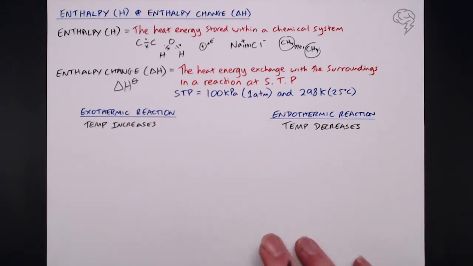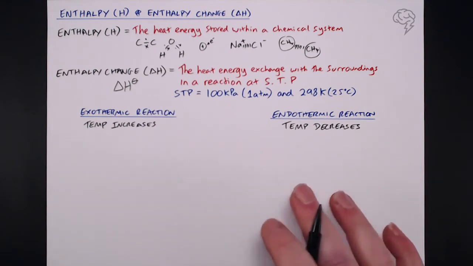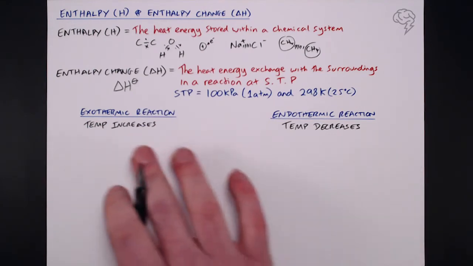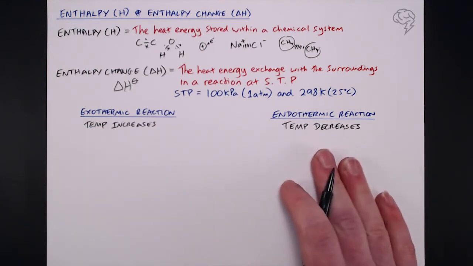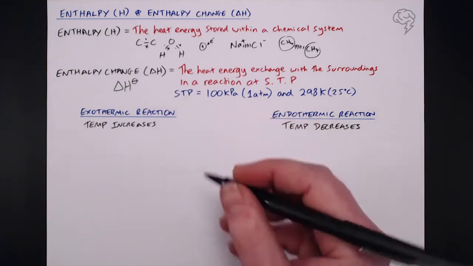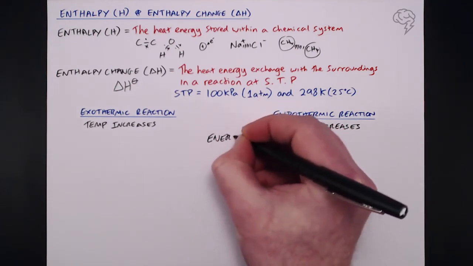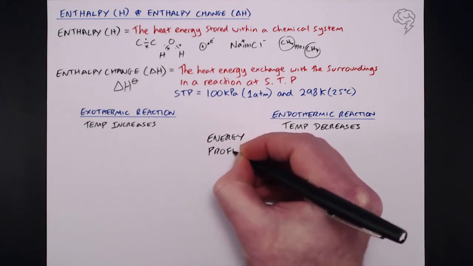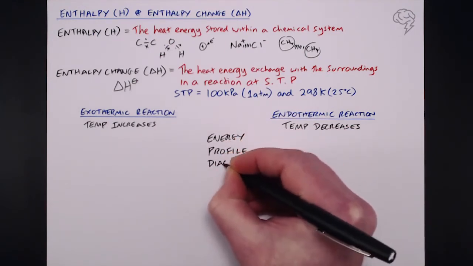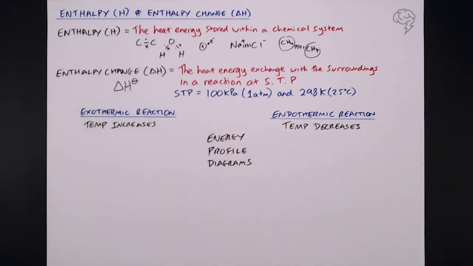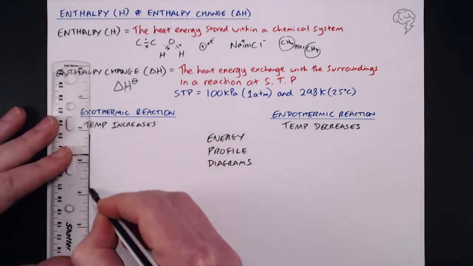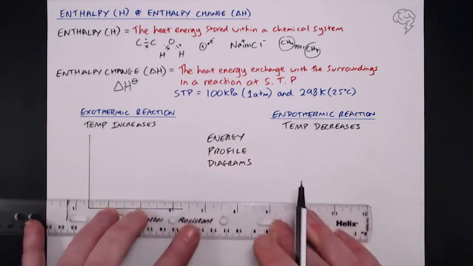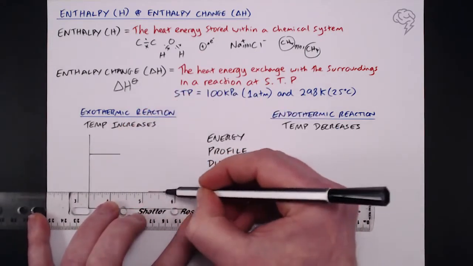So let's have a look at that in terms of delta H and what that means for the values of delta H for exothermic and endothermic reactions. What we're going to look at here are energy profile diagrams. So we look at the profile of energy and what happens in terms of the energy exchange, the delta H, the difference in enthalpy for an exo and endothermic reaction. So I'm going to go ahead and draw the energy profile diagram for an exothermic reaction.